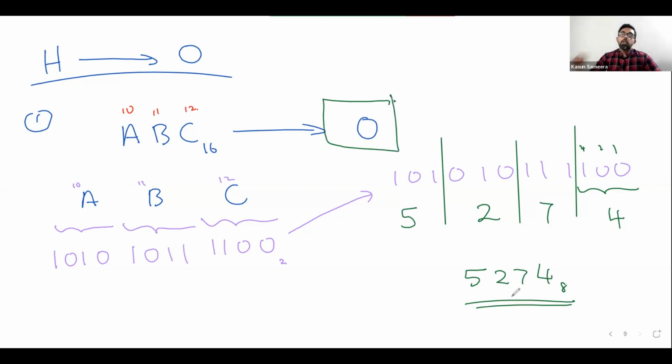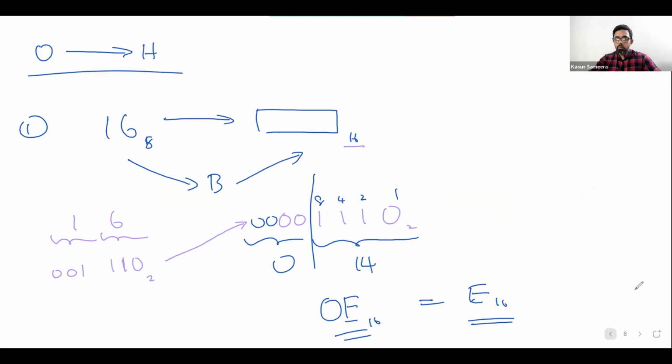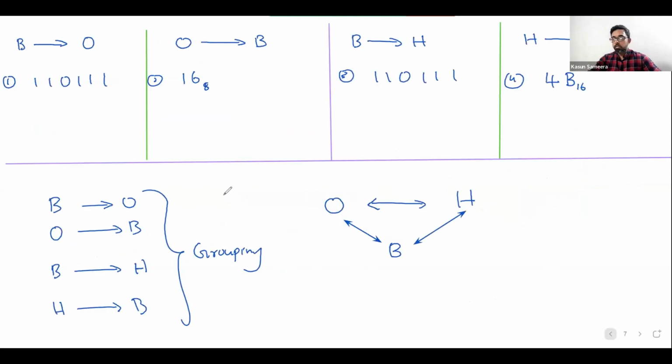Easy. Right, conversions done. All conversions finished, kids. Altogether, how many? 12. From 12 conversions, 6 conversions are here.